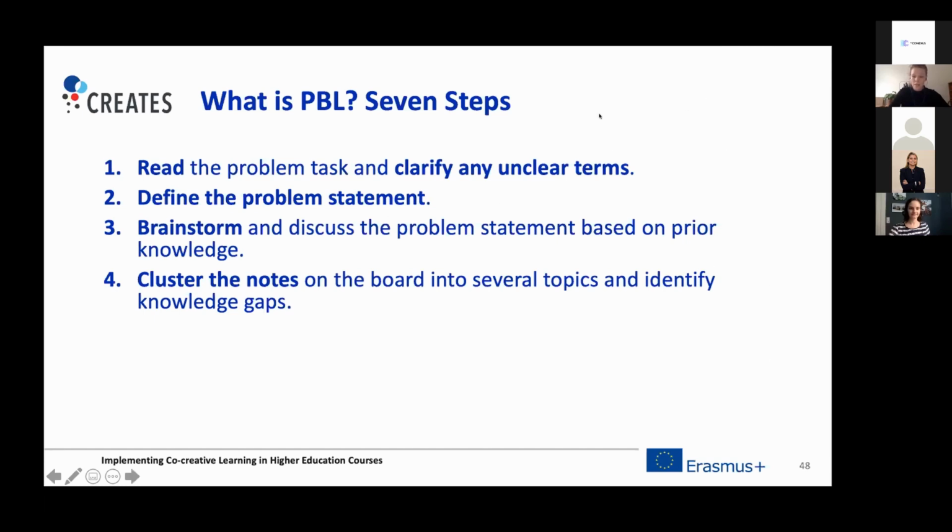And those knowledge gaps and those groups of topics are then grouped into learning goals that guide the research. So you phrase new questions, usually about 4 to 6 questions that the students present or ask themselves in order to structure their reading for the next task.